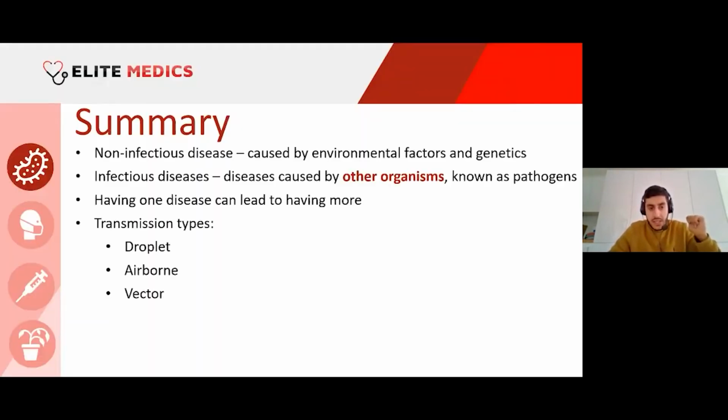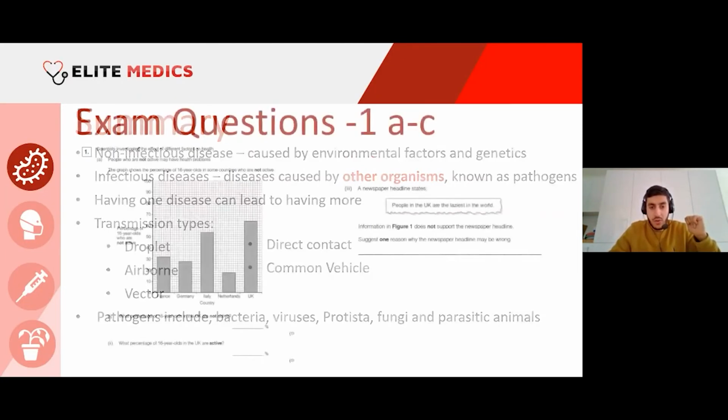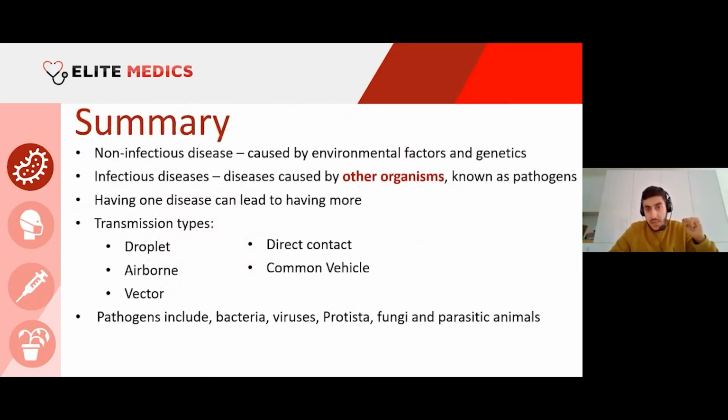Lovely, and that's infectious disease done. So we've been over non-infectious diseases being caused by environmental factors and genetics, and infectious diseases caused by other organisms such as pathogens. Having one type of disease can lead to having more, like in HIV. And we've been through all the different types of transmission: droplet, airborne, vectors, direct contact, or common vehicles like insects. And then pathogens, we've been over them in a little bit of depth: bacteria, viruses, protista, fungi, and also parasites.